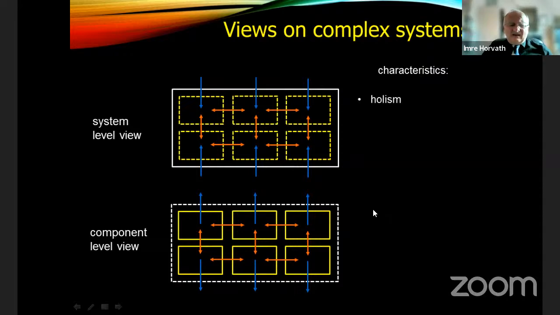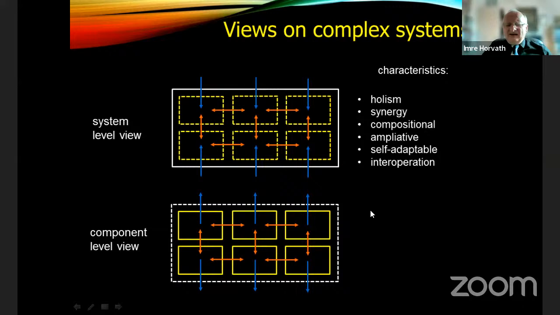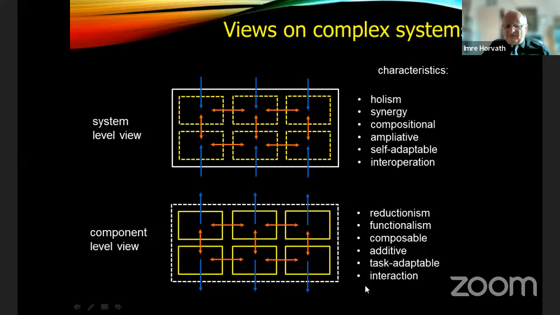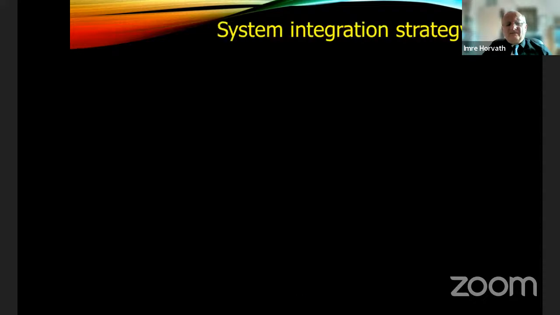So the system level view can be characterized by holism, synergy, compositionality, ampliativeness, self-adaptability, and interoperation, while the component level view can be characterized by reductionism, functionalism, composability, additivity, task adaptability, and interaction. Completely different approaches. Please remember this model because it comes out in the second part of my presentation, when I will talk about composability and compositionality issues.